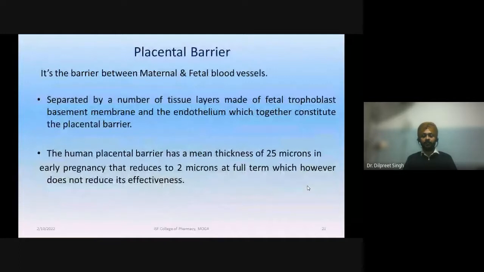Next is the placental barrier. It is the barrier between the maternal and the fetal blood vessels. Basically, it is separated by a number of tissue layers made up of the fetal trophoblast, basement membrane and the endothelium, which together constitute the placental barrier. The human placental barrier has a mean thickness of 25 microns in early pregnancy that reduces to 2 microns at term, but when we talk about effectiveness, it doesn't reduce.